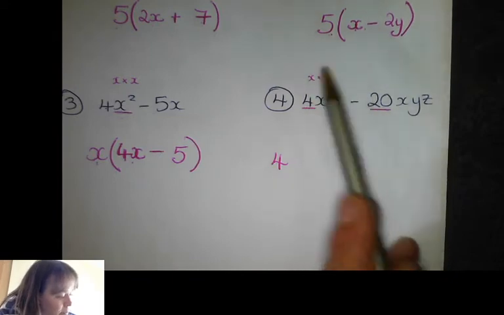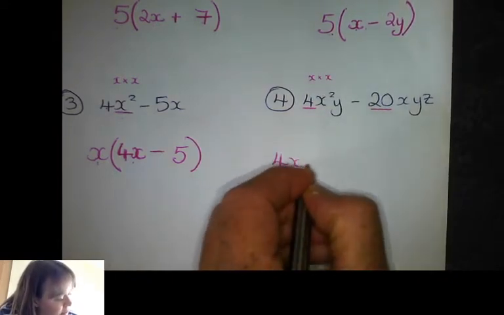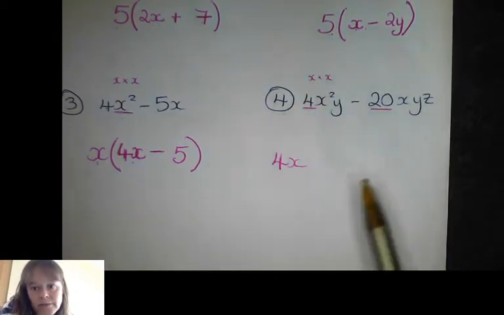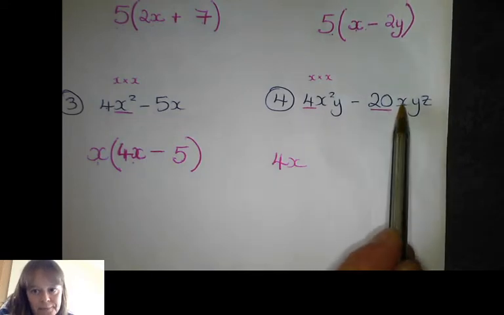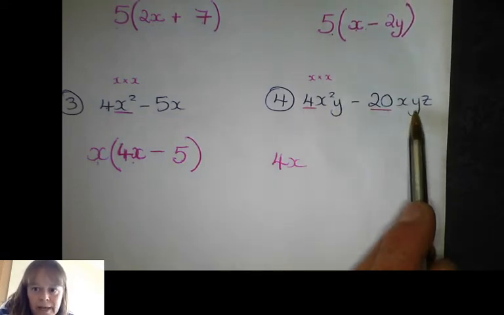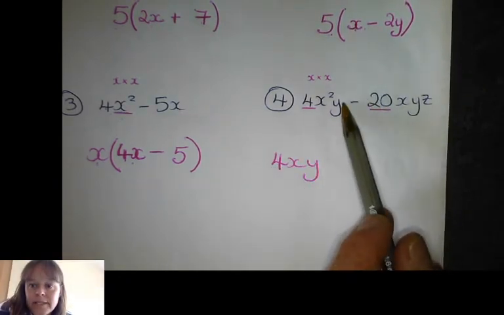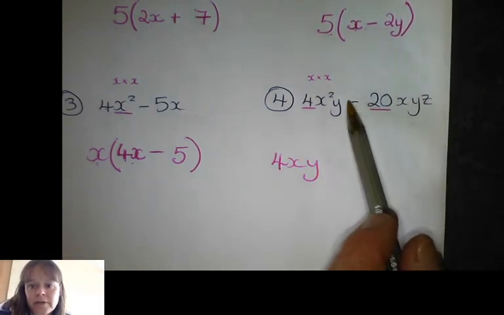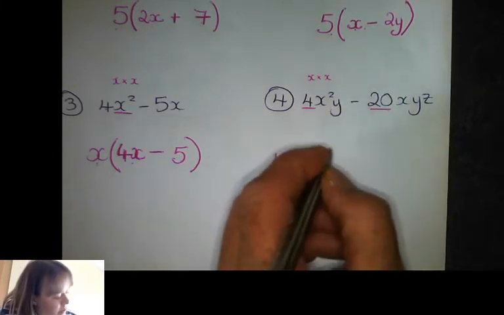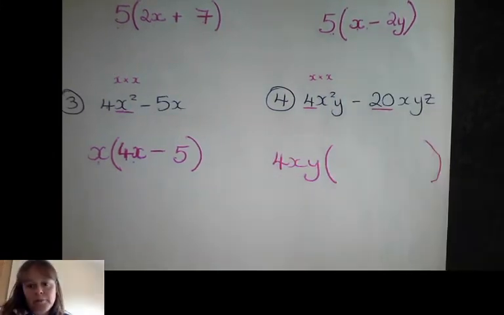So I can certainly put an x out the front, because there's an x in here, because there's 2 of them there, and an x here. And I've got a y here and a y here, so let's put that out the front. But I haven't got any z's in this one, so I can't put any z's out the front because this one doesn't have any. So now I need to think through what needs to go in the brackets.